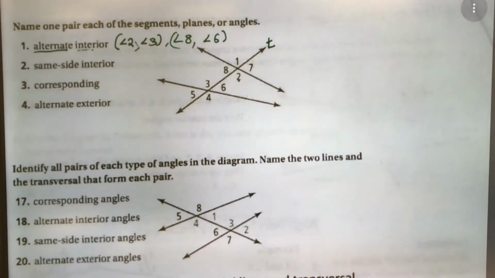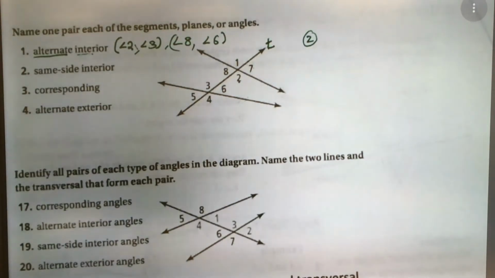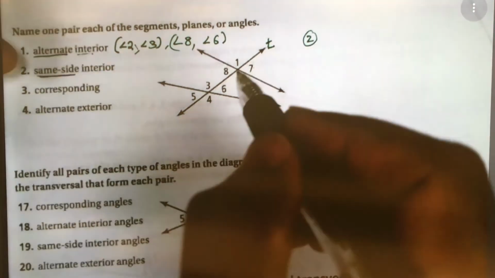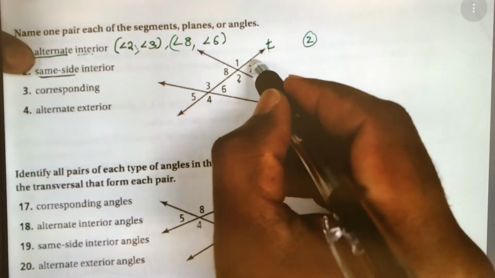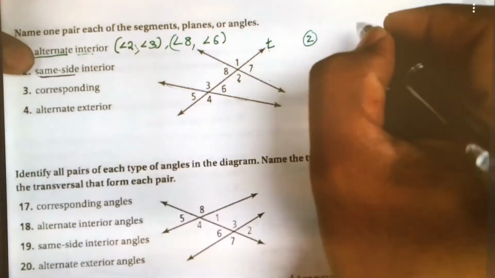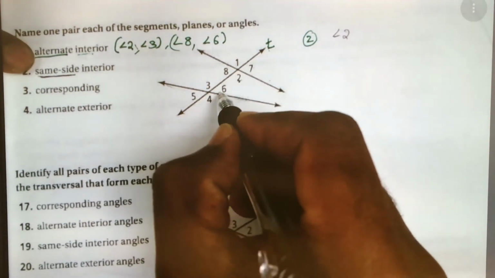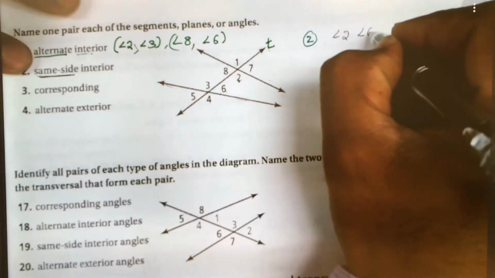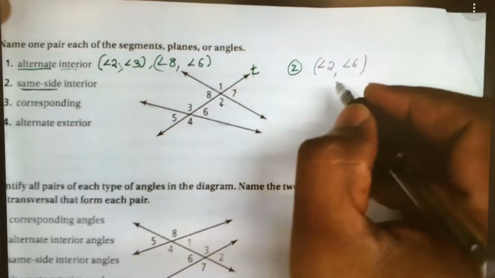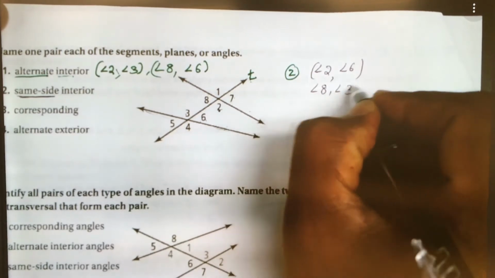The next one is same side interior. Let me write the answer here. Same side interior. The first word, same side, is based on the transversal, that means the angle should be on the same side of the transversal and inside these two lines. So if I take angle 2, the angle that is on the same side of the transversal and inside the lines is 6. So angle 2 and angle 6 are same side interior angles. The next pair of the same side interior angles is 8 and 3. So angle 8 and angle 3.